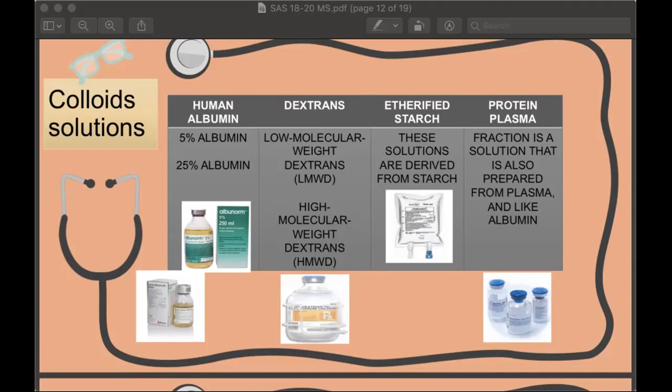While your etherified starch solutions are derived from starch and are used to increase intravascular fluid, they can interfere with the normal coagulation. Okay. And the last one, your protein plasma fraction, is a solution that is also prepared from plasma and, like albumin.